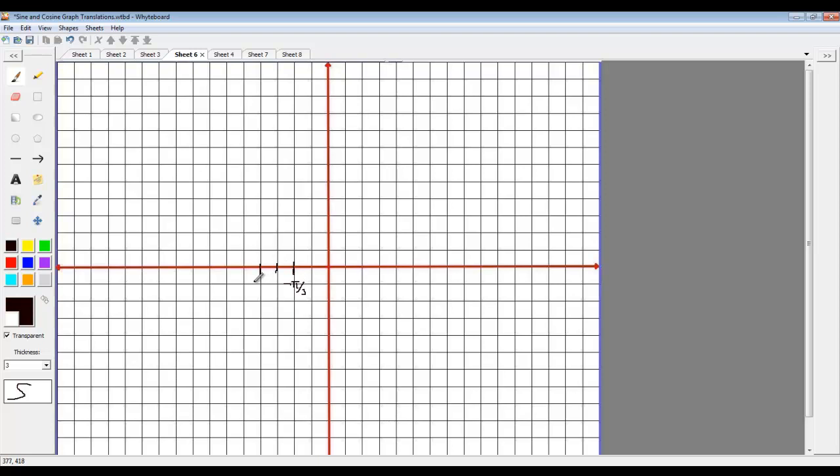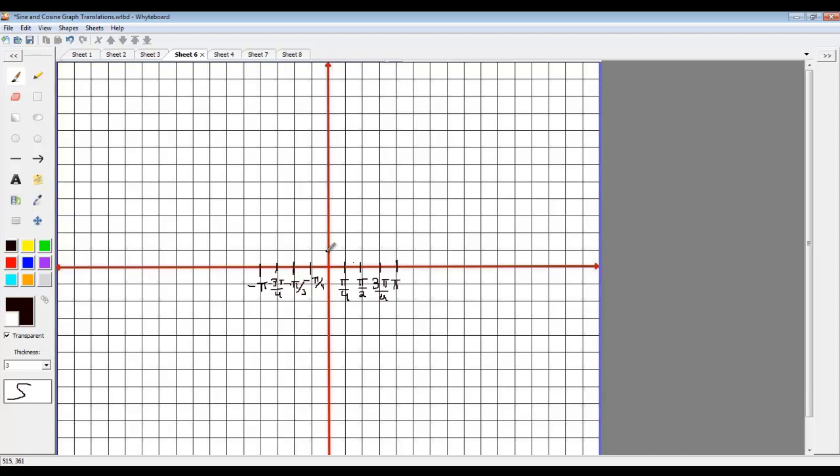Let's make that negative pi. So that means this will be negative pi over 4. This will be negative 3 pi over 4. Let's make that pi over 4. Let's make that pi over 2. Let's make that 3 pi over 4. And let's make that pi.